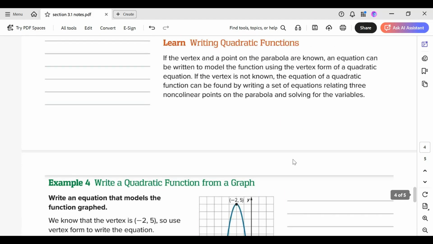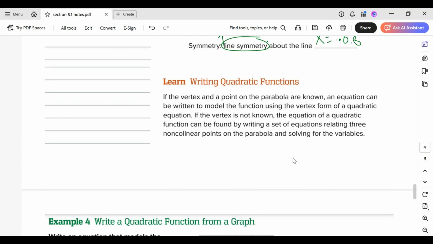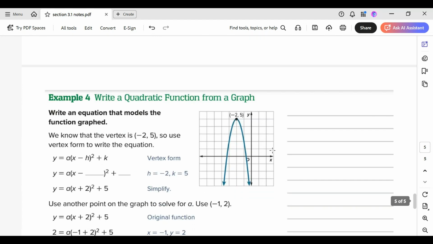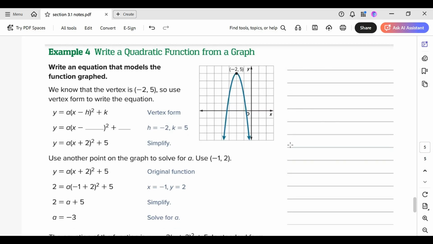So writing quadratic functions, if we know the vertex and a point on the parabola, we can write an equation using the vertex form of the quadratic function. So we're going to use the vertex form of the quadratic equation to create that equation. If we look at example 4, it says write a quadratic function from a graph. They gave us a graph, and it says write an equation that models the function graph.